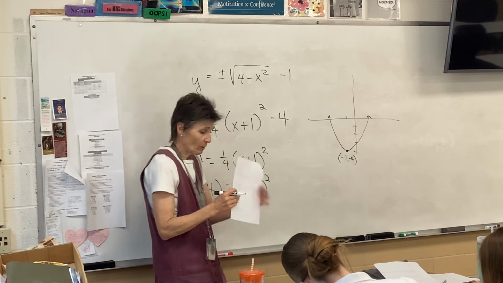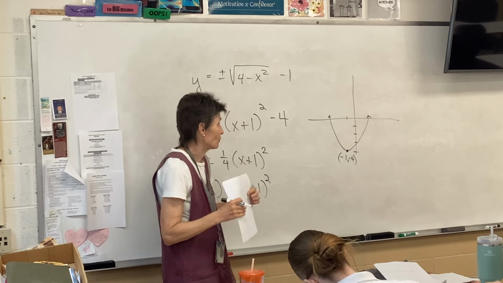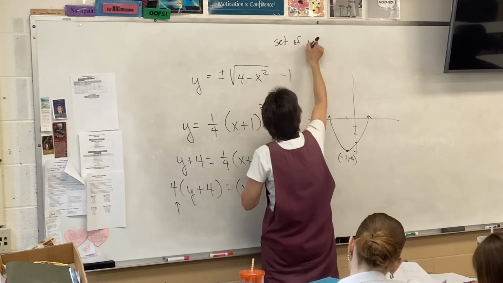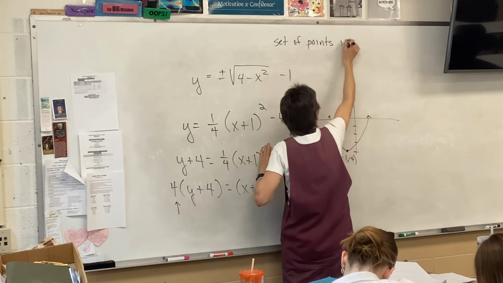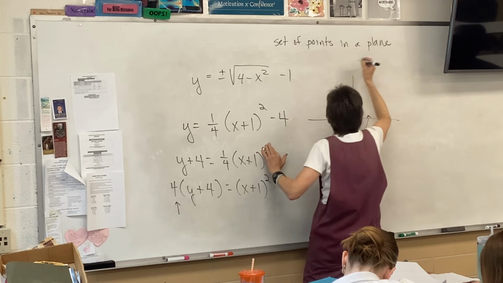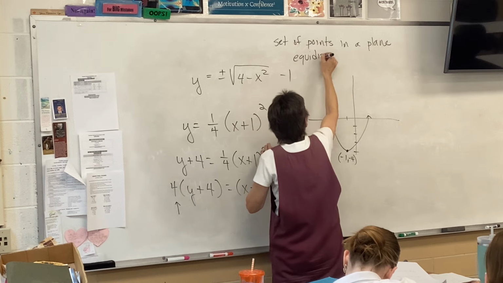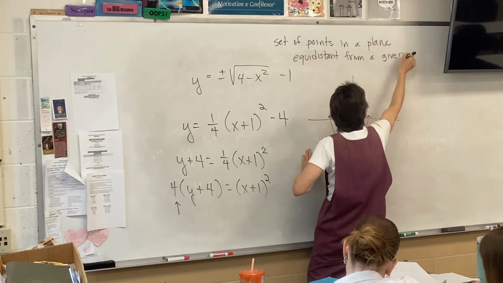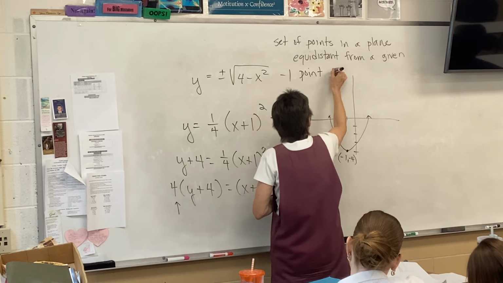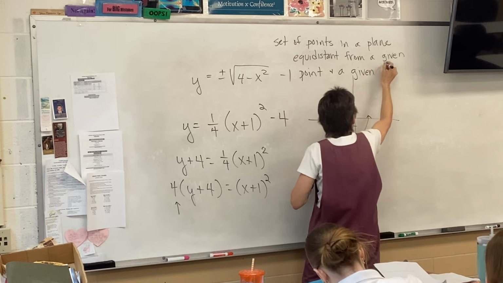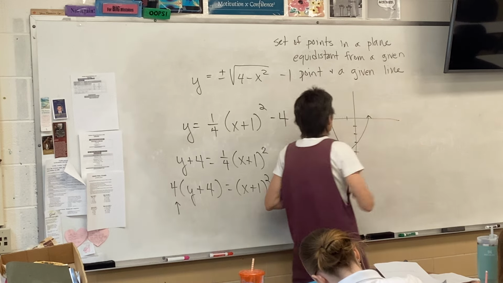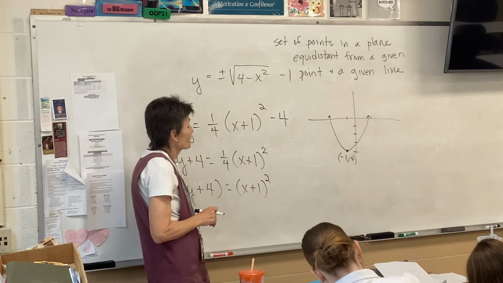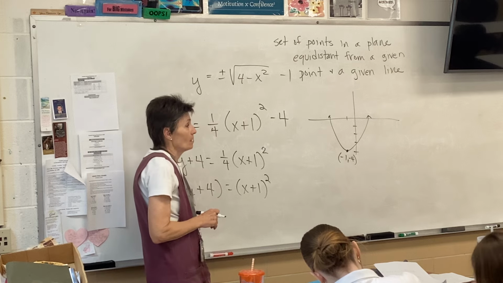Now, where it says parabola equals, I want you to write the definition of a parabola. A parabola is a set of points in a plane equidistant from a given point and a given line. And that given point and given line are in the plane also. So that is the definition of a parabola.